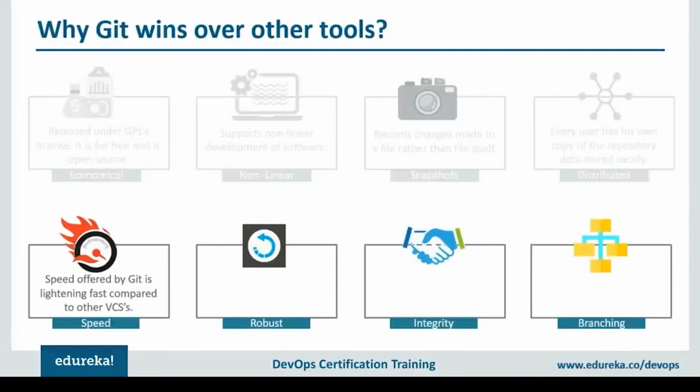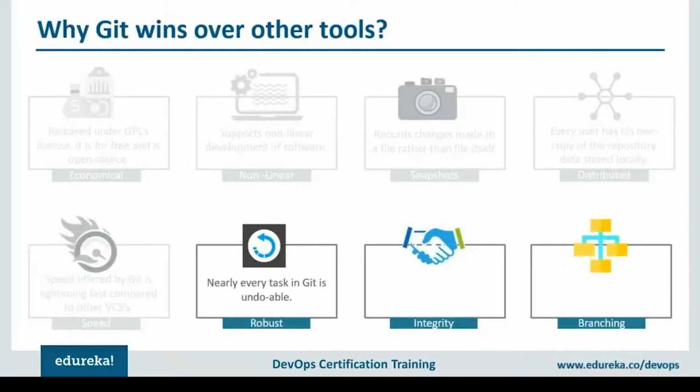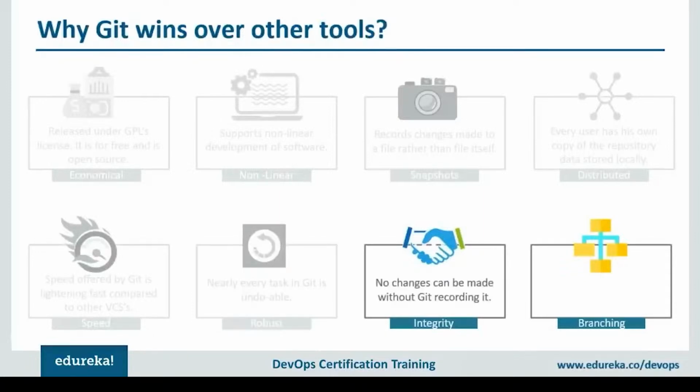Next in the list, we have Git offering speed. Git offers lightning-fast speed when compared to the other version control tools. Not only does Git offer speed, but Git is also robust. When I say robust, that is because every task is undoable. So just in case you commit some changes and you want to revert them back, then definitely you can do it. You can revert back to any action that you have performed even if it is 10 actions back. So that's how Git also offers integrity. Well, as I said, Git records everything, so no changes can be made without Git recording it.